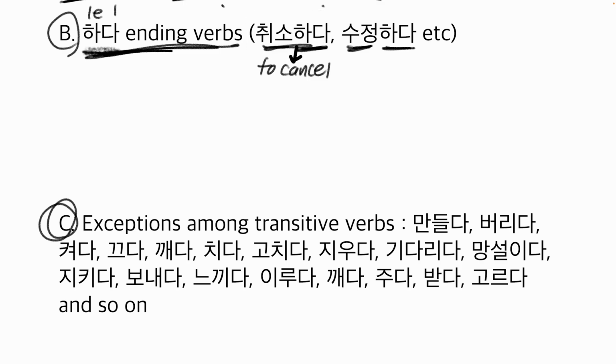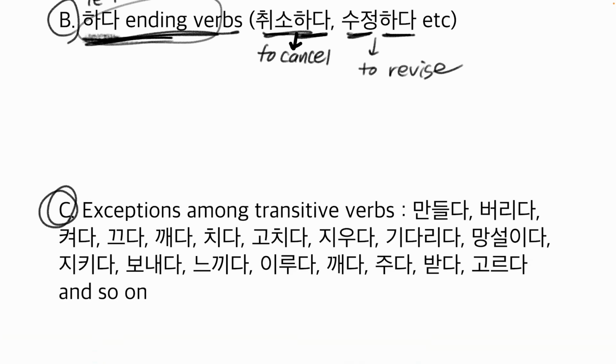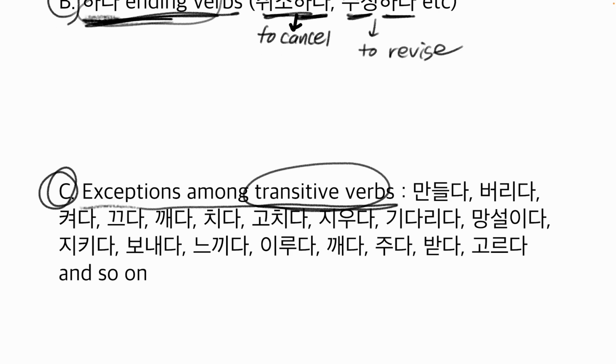And 수정하다 means to revise. 하다 ending verbs cannot be turned into a passive verb by using 이, 히, 리, 기. There are other ways, which we'll learn in the next section. And also, some of the exceptions among transitive verbs where 이, 히, 리, 기 cannot be attached are 만들다, 버리다, 켜다, 끄다, 깨다, and so on.